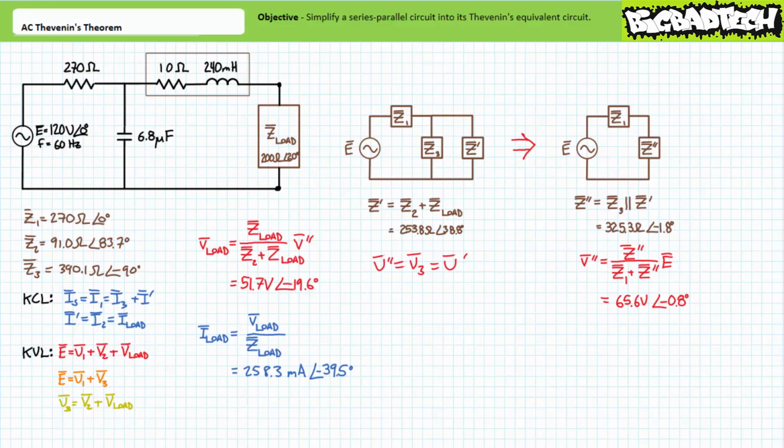Despite the complications, we did solve for voltage across and the current through our load impedance. Or did we? I'm super sorry to say I just discovered an error in my previous calculations. Z load is supposed to be an impedance of 300 ohms at an angle of negative 15 degrees. Sorry about that. This means our earlier calculation for Z single prime is wrong, as is our calculation for Z double prime, as is our first voltage divider rule, our second voltage divider rule, and our application of Ohm's law.